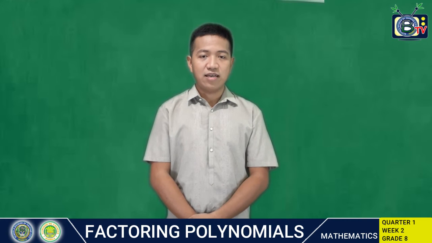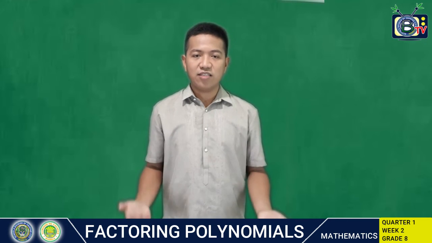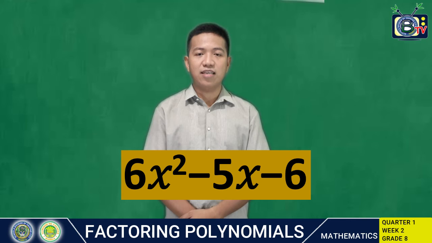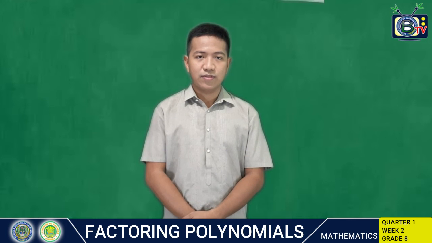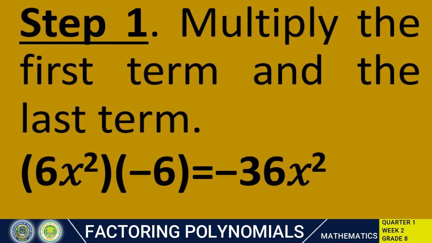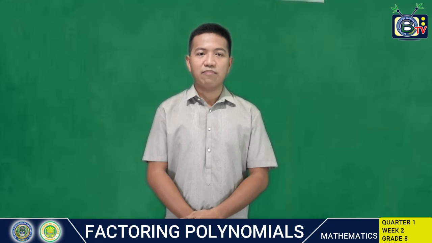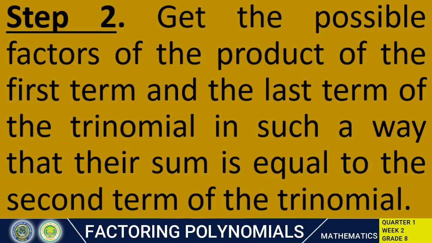Now let's have an example. Factor 6x squared minus 5x minus 6. Step 1. Multiply the first term and the last term. Quantity 6x squared multiplied to negative 6 is equal to negative 36x squared. Step 2. Get the possible factors of the product of the first term and the last term of the trinomial in such a way that the sum will be equal to the second term of the trinomial.